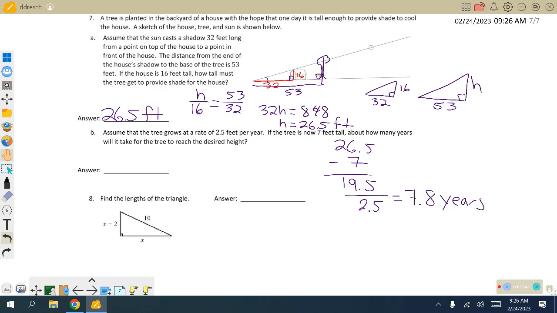Algebraically, what we do in our Algebra 1 classes, at 7th and 8th grade classes, we set it up like this. How do you get this 26 and a half? Well, you started off with 7 feet. You know you grow at 2.5 feet per year. You solve for x. This is our use of y equals mx plus b. That should ring a bell. It's the same idea right there. So it's going to take you about 8 years to get to that point.